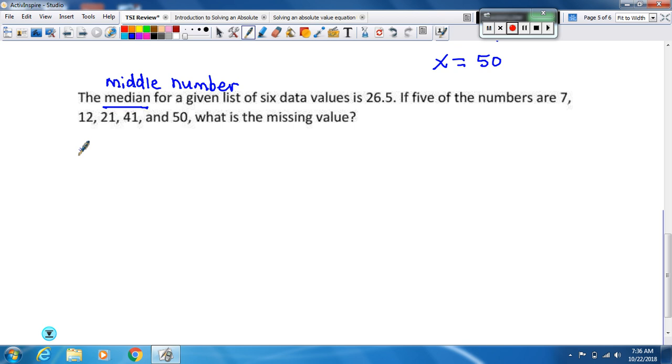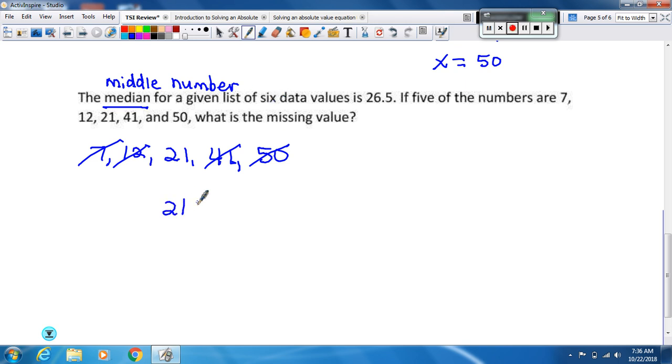So if you have the numbers that are already listed, 7, 12, 21, 41, and 50, and you try to find the middle by crossing out the ends and working your way in, you have 21. But that's the median of these 5 numbers. You want the median of 6 numbers.